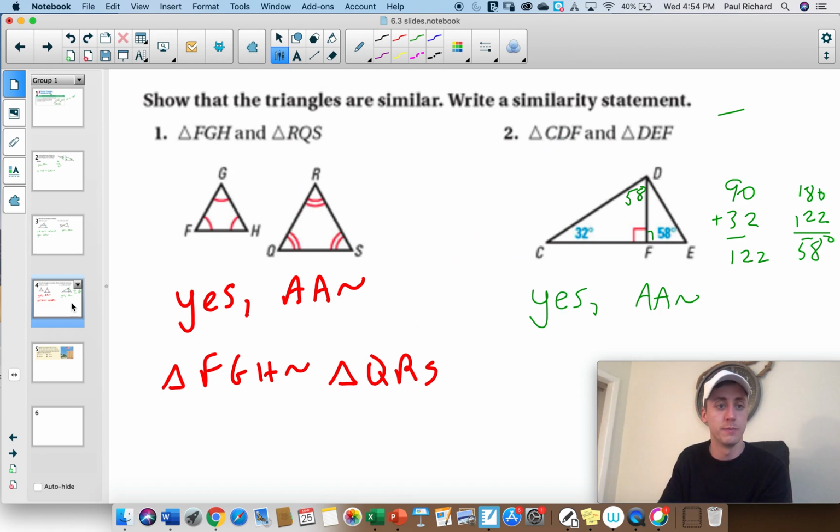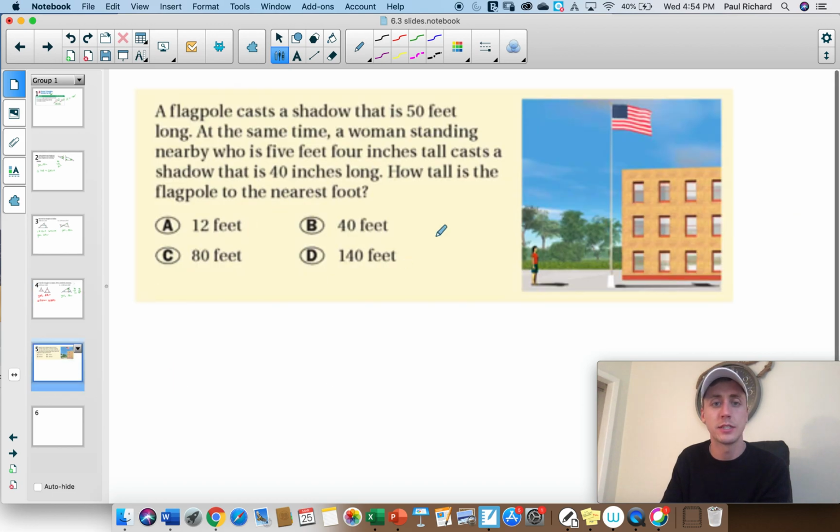They are proportionate. All right, lastly, we have this typical flagpole problem in math, right? You have it's casting a shadow that's 50 feet long. So here's the shadow, 50. Okay. At that same time, a woman standing nearby who is 5 feet 4 inches tall casts a shadow that is 40 inches long. All right, so already we see some converting of units happening here. So we're going to have to take care of that.